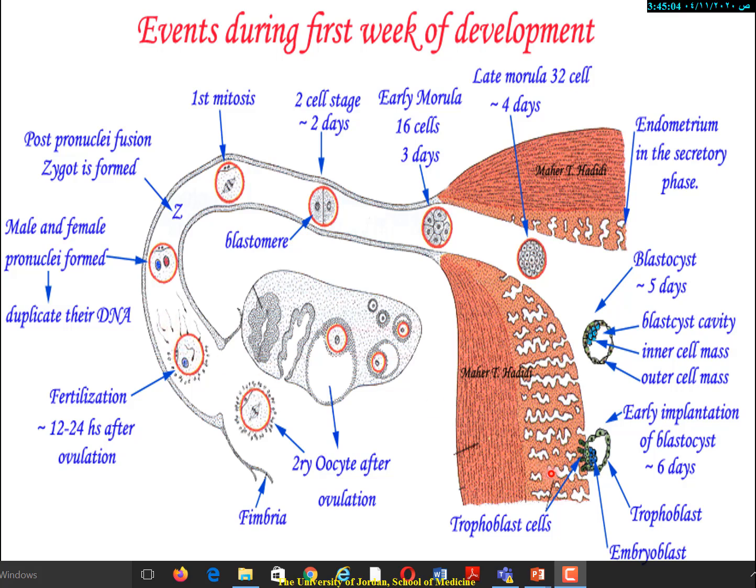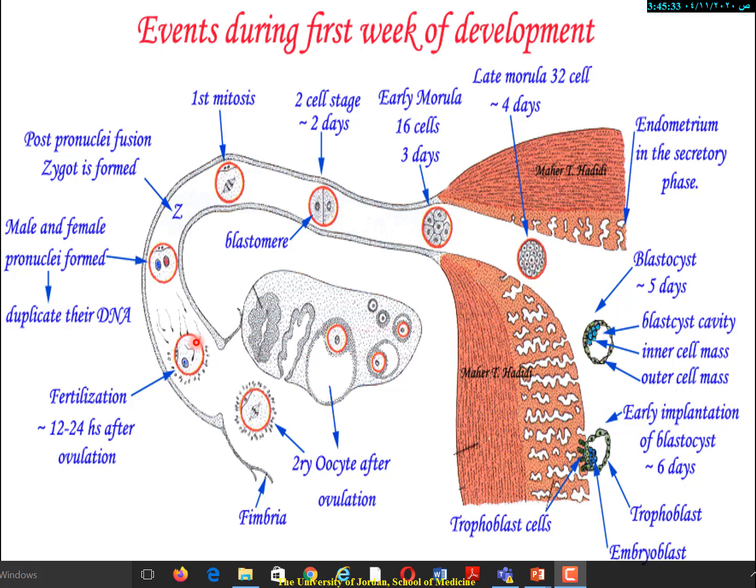Here the vagina is not drawn. The site of the deposition of the sperms at the end of intersexual course. The sperms then would travel back to reach the oocyte. This would take place around, of course, in the ampullary part of the fallopian tube.